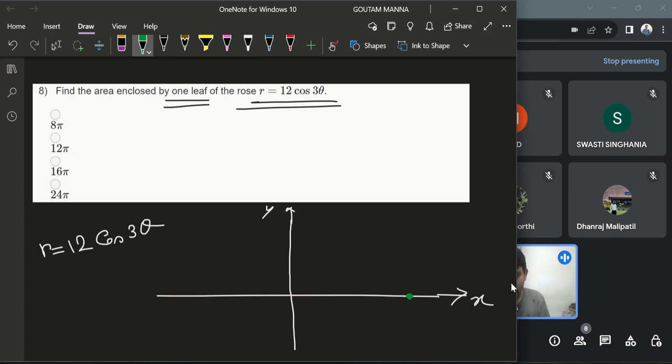So for theta equals to 0 it is 12, and now if I vary theta, at some point it will go to 0. We can see that cos pi by 2 is 0, so for theta equals to pi by 6, r will be 0, right?